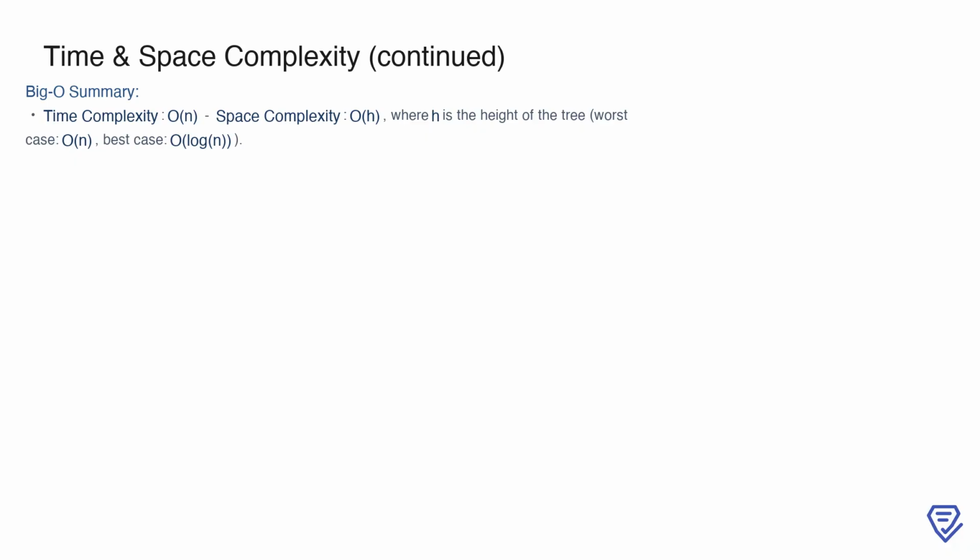The space complexity is O(h), where h represents the height of the tree. In the best case, for a perfectly balanced tree, the height is logarithmic, resulting in O(log n) space. In the worst case, for a completely skewed tree, the height equals the number of nodes, leading to O(n) space. These complexities highlight the solution's efficiency in both time and space, especially when compared to less optimized approaches.